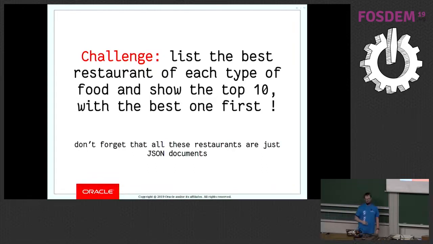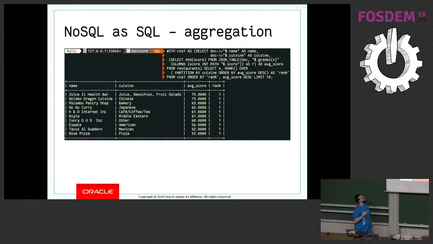With the MySQL document store, just use SQL with your NoSQL data and aggregation. So we make a common table expression. SQL is powerful. We do some window functions, and here we are. We have the cuisine, juice smoothie fruit salad. The name is Juice IT Health Bar, with an average of 75. So for all the juice, smoothie, fruit and salad restaurants we have, this one is the best, and it is the best of all of them. Then the second best cuisine is Chinese food, and this is the restaurant.